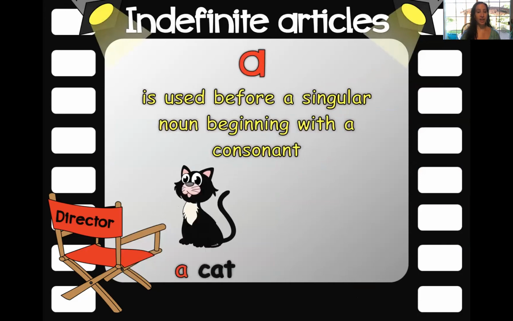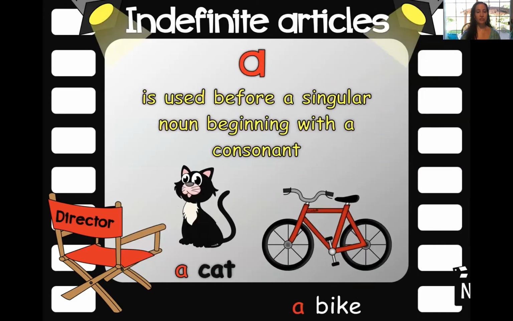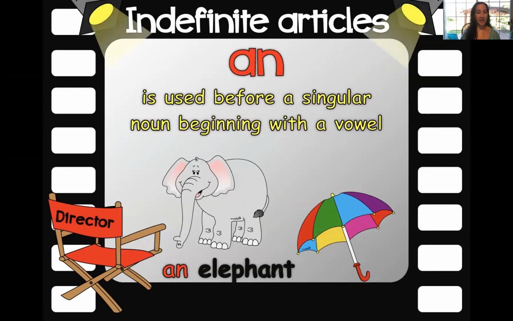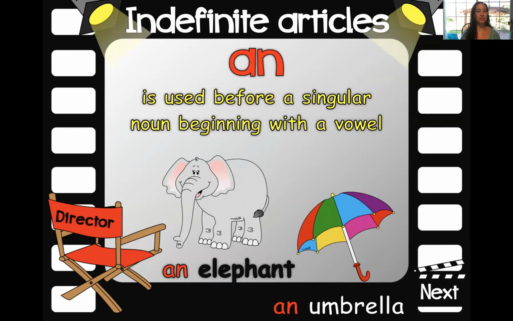Indefinite article a is used before a singular noun beginning with a consonant. I know we reviewed this, but we're going to say this some more so you can remember. A cat, a bike. Indefinite article an is used before a singular noun beginning with a vowel. Remember, it has to sound like a vowel, okay?